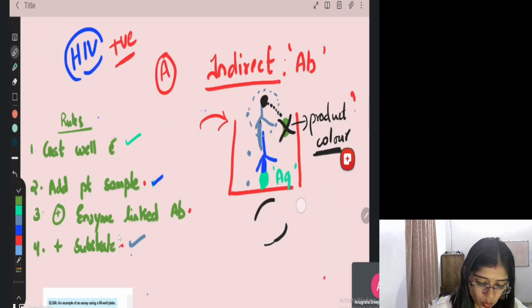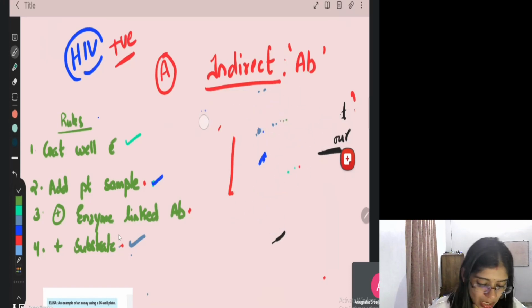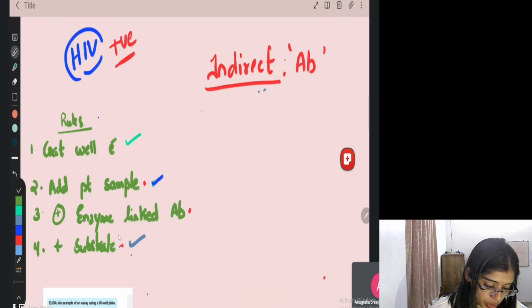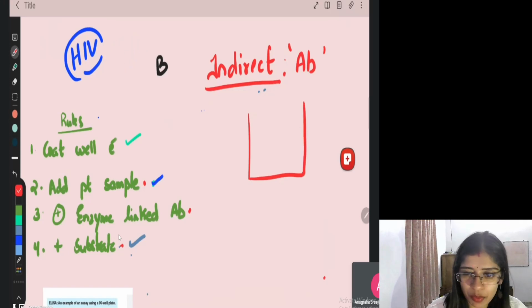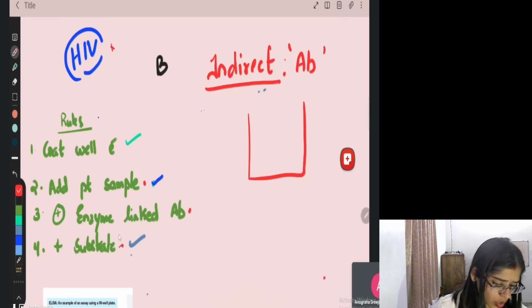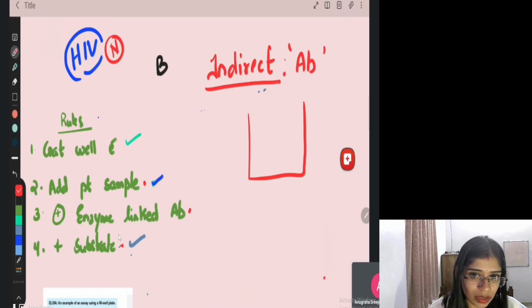So now tell me what happens in another scenario. This was patient A. Now I'm taking up patient B. Let me draw the well again. So the doctor tells you, look, I think patient B has HIV. You just check if he has HIV antibodies. So again, I'm doing an indirect ELISA test. Now I'm telling you, actually this patient is normal. The doctor is suspicious, so he has asked you to check the antibodies of HIV in the patient.